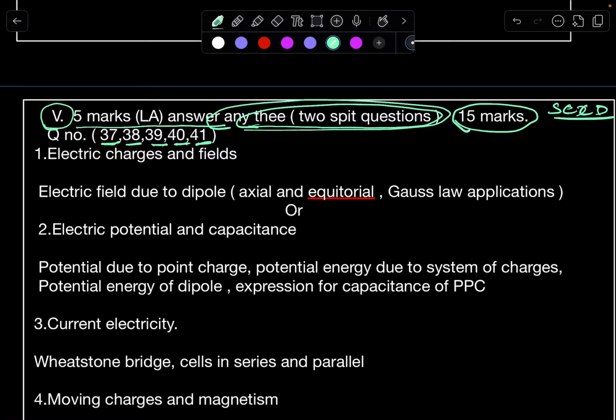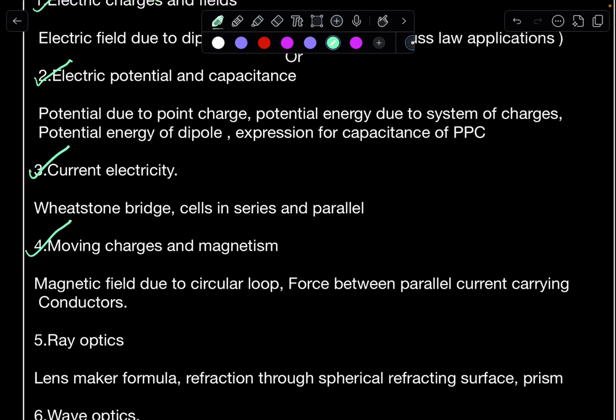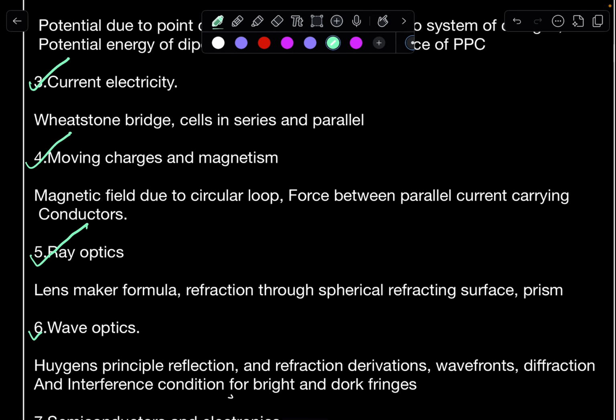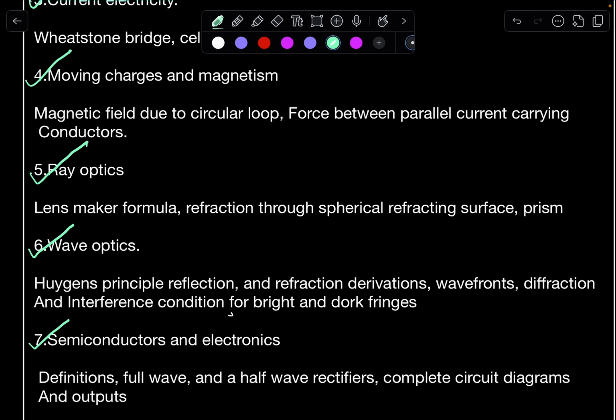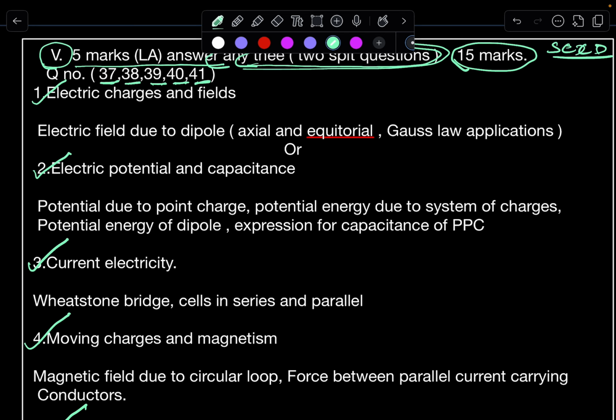Here also, first we'll check how many chapters are present: electric charges and fields, electric potential and capacitance, current electricity, moving charges and magnetism, ray optics, wave optics, and semiconductor devices. So here also we have around 7 chapters to get 15 marks. I will tell you directly 4 chapters. If you practice only those 4 chapters' long answer derivations, then you will get 15 out of 15 marks in these essay type questions also.